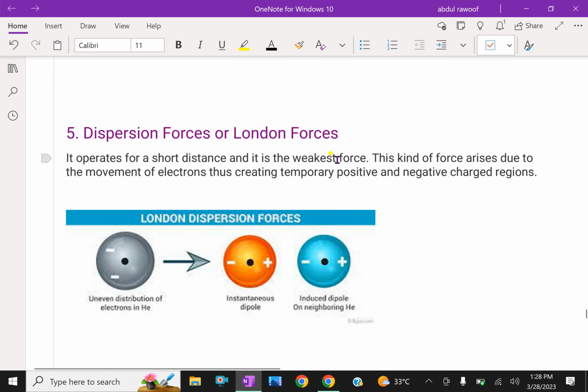Dispersion forces or London forces. They operate over short distances and are the weakest force. This kind of force arises due to the movement of electrons, thus creating temporary positive and negative charged regions. This is where London dispersion forces happen.